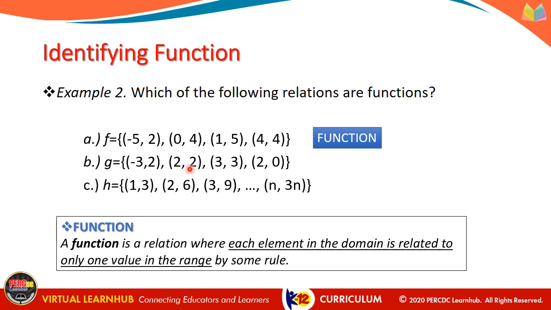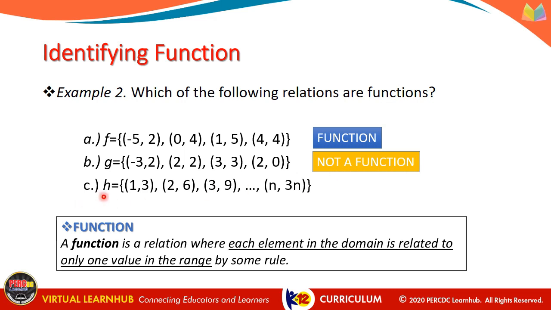We have here ordered pairs (2, 2) and (2, 0). We have only one value of x, 2, but it corresponds to 2 and 0. Thus, it is not a function.